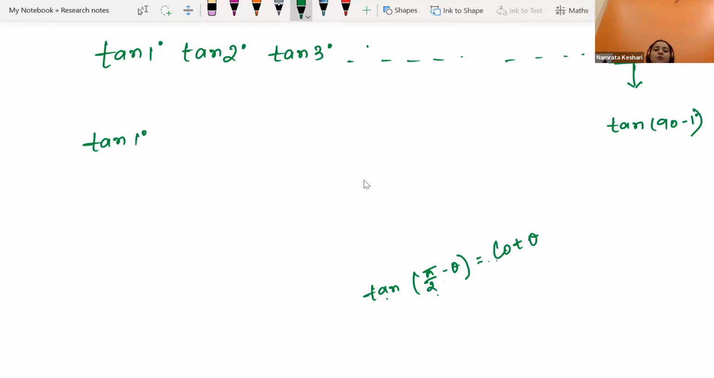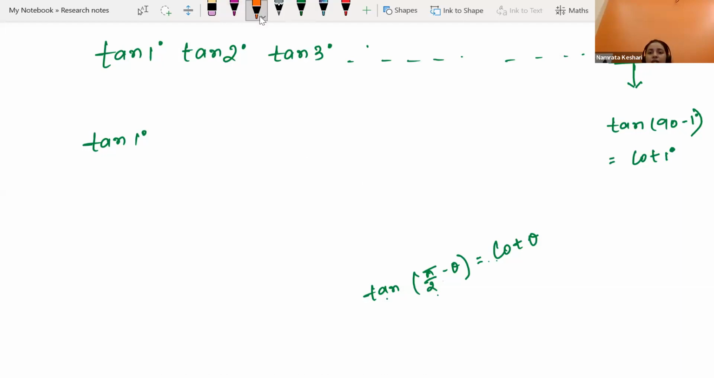So pi by 2 minus theta lies in which quadrant? First, second, third or fourth? Yes, anyone? Ali, Alina and Fatima? Ma'am, is it first quadrant? Yes, it is first quadrant. In first quadrant, all are positive, right? So it will be just cot 1. Yes, so we can write tan 89 as cot 1.